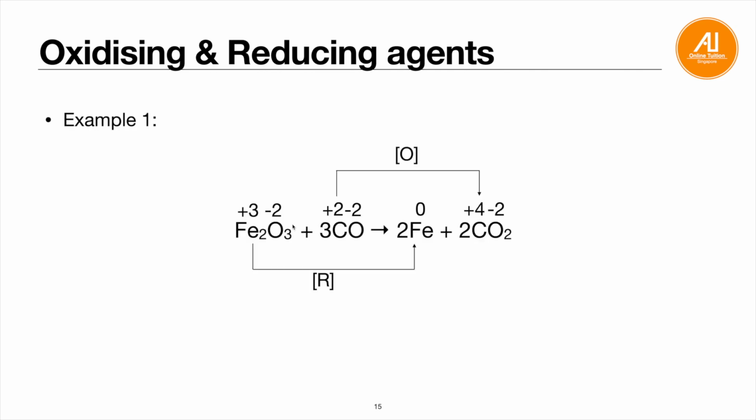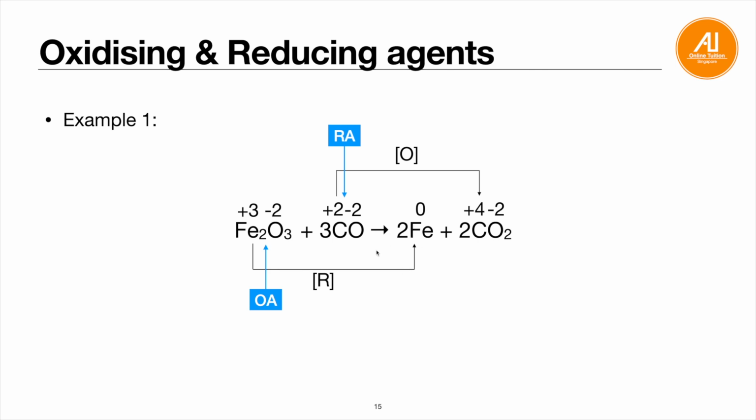Example number 1. This one is the equation we went through just now. We already mentioned that Fe2O3 is actually reduced to Fe. So if Fe2O3 is reduced, it is an OA, because it itself gets reduced, but it will oxidize CO. You realize CO here is actually oxidized into CO2. So if Fe2O3 is an OA, CO will be an RA, a reducing agent, because it itself is oxidized, but CO actually reduces Fe2O3 to Fe.